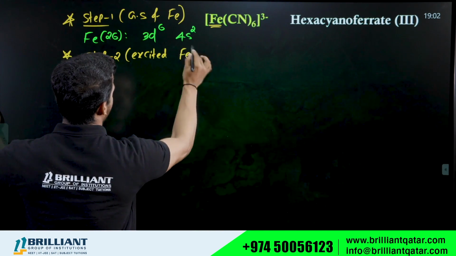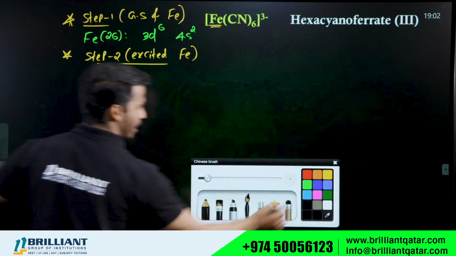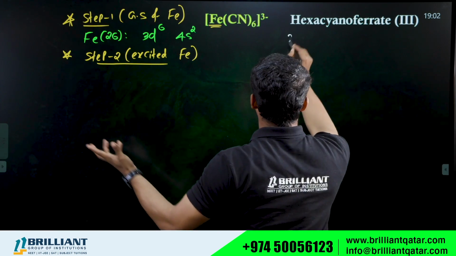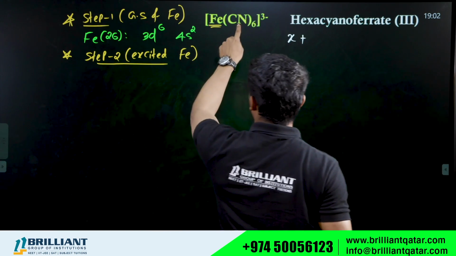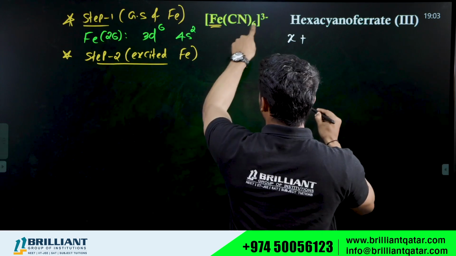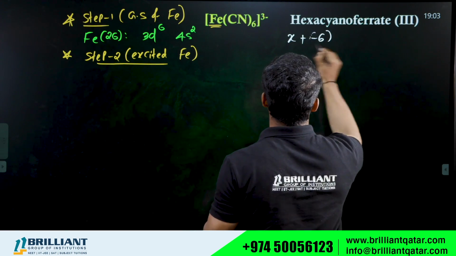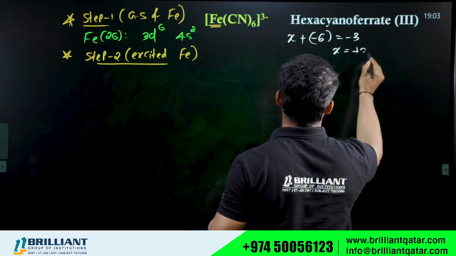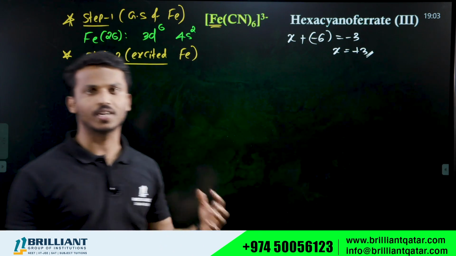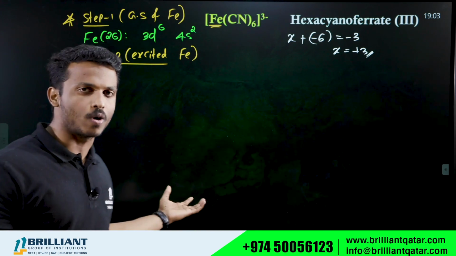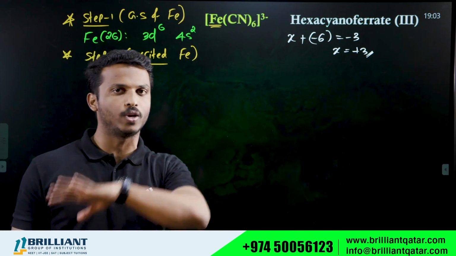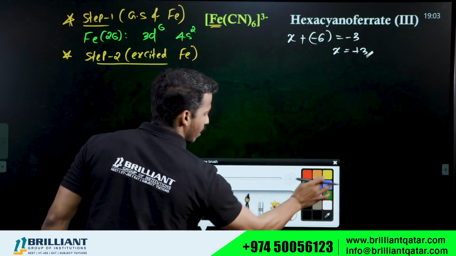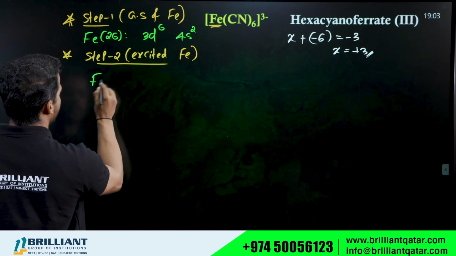Excited state of iron. Please calculate the oxidation state of iron here. Iron oxidation state we don't know directly, so X. Cyanide: 1 cyanide charge is -1, 6 cyanide charge is -6. Overall charge of the complex is -3. So X is equal to +3. Dear student, oxidation state calculation and IUPAC nomenclature of these complexes, everything we discussed in the previous video. Please watch it.